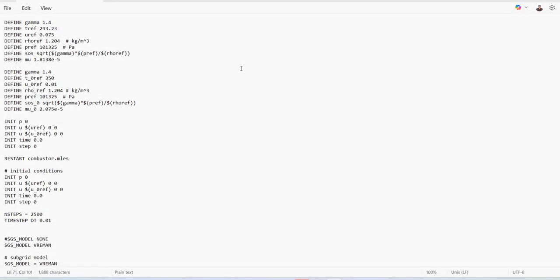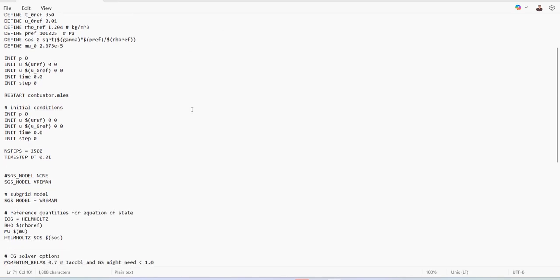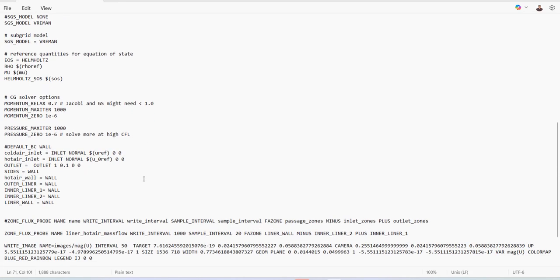This is the solver input file which is used to solve this simple case. Above you can see the properties of the fluid like temperature, pressure, density are provided for different fluids, then initialized, and further down the boundary conditions are provided for different boundaries.